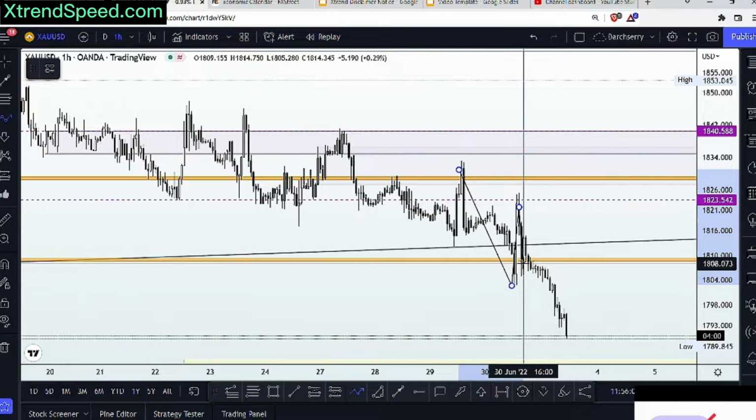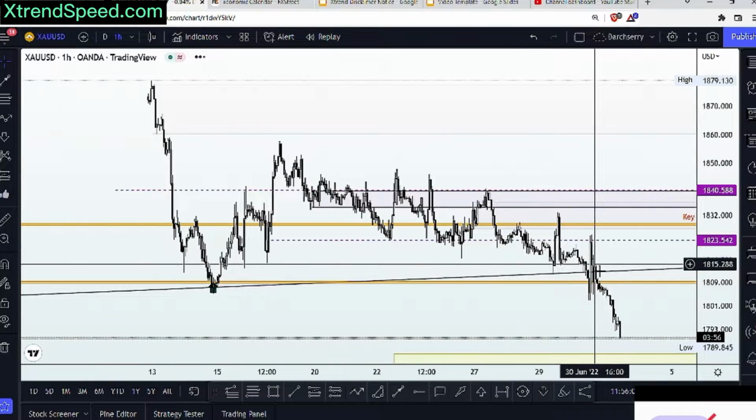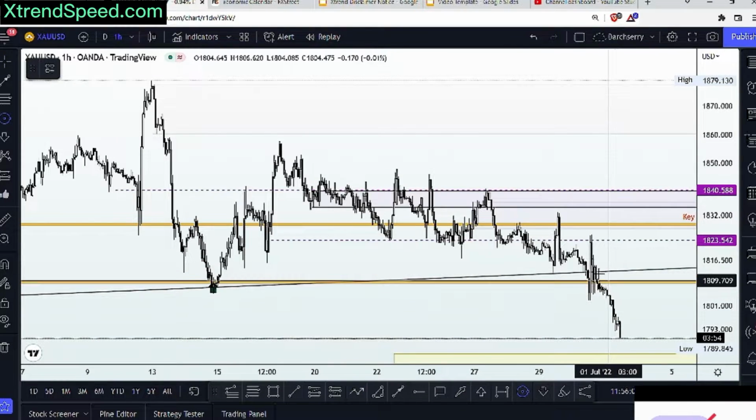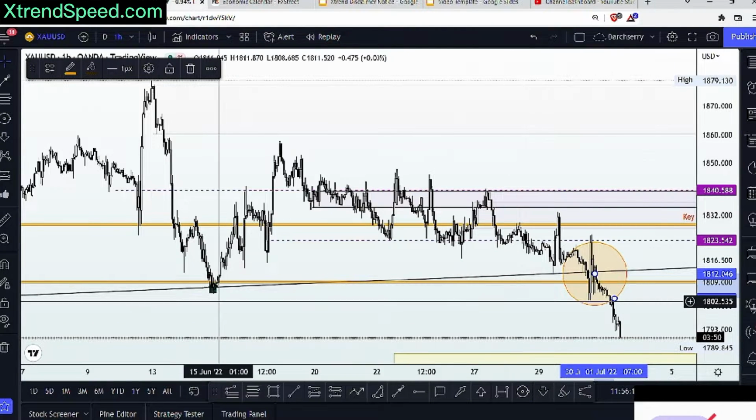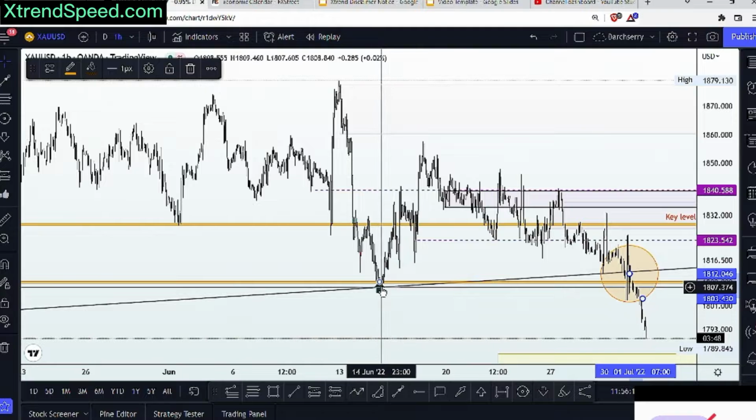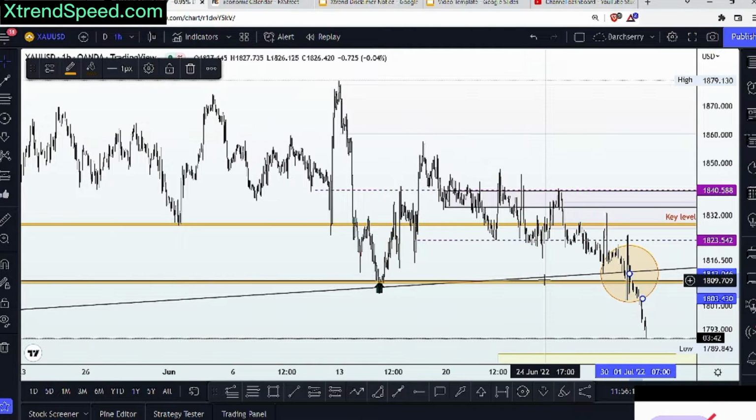At that level, we are very, very comfortable that we will be going bearish, as that area is right below the bullish trend line we identified on the daily time frame, and also we are right below the previous low that we identified here, placing a key level at $1,809 to guide our action.